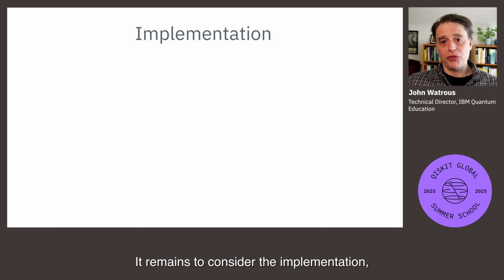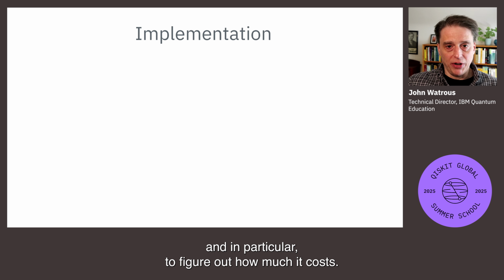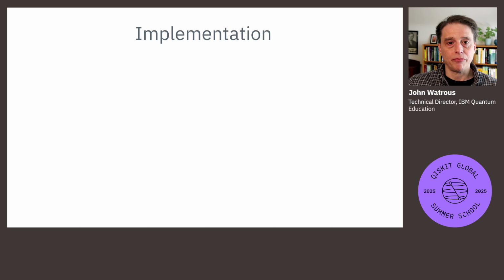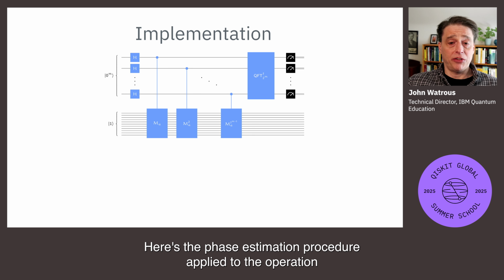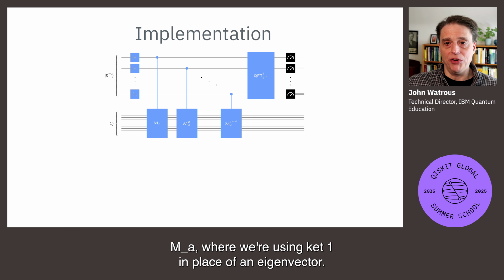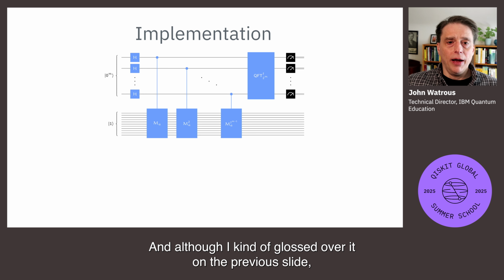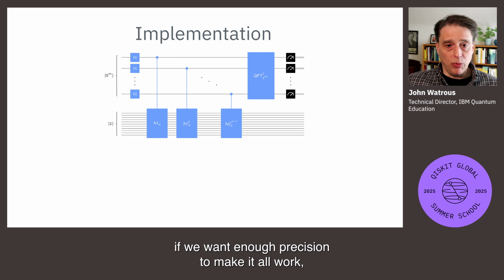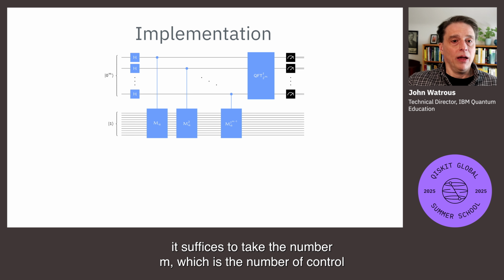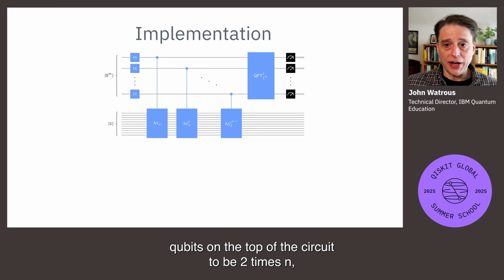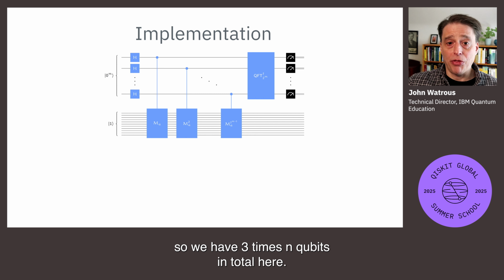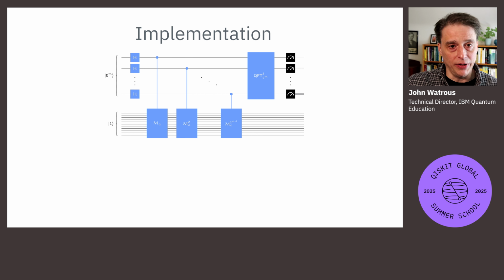It remains to consider the implementation, and in particular to figure out how much it costs. Here's the phase estimation procedure applied to the operation MA, where we're using ket 1 in place of an eigenvector. And although I kind of glossed over it on the previous slide, if we want enough precision to make it all work, it suffices to take the number m, which is the number of control qubits on the top of the circuit, to be 2 times little n, so we have 3 times little n qubits in total here.